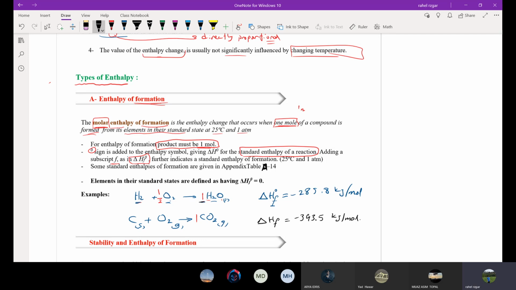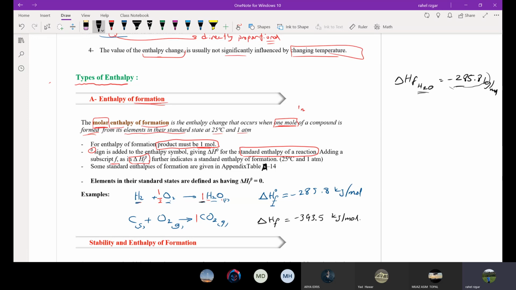Delta HF for H2O is equal to negative 285.8. This directly tells you something, and that is for the formation of 1 mole of H2O from its elements, this amount of energy is released.